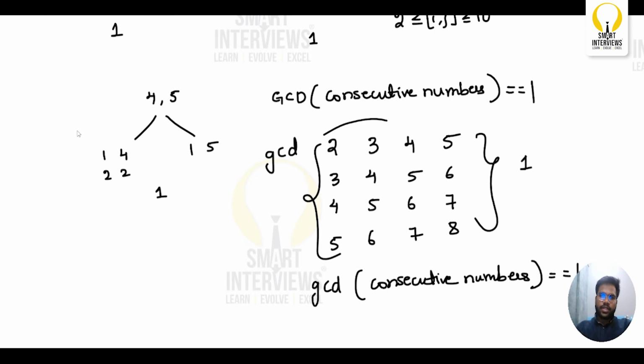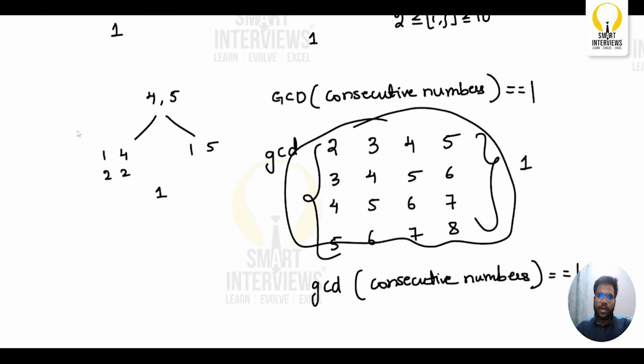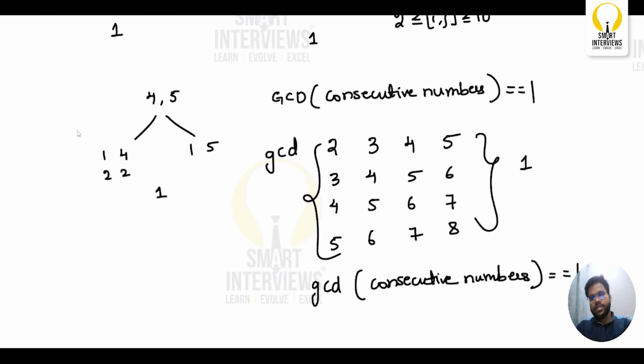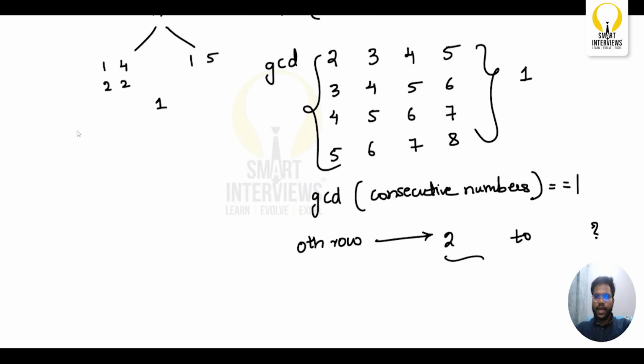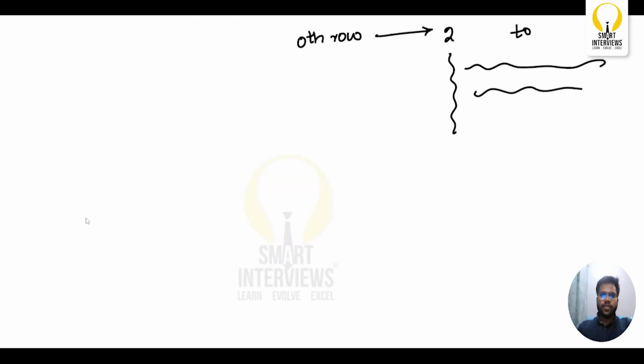Now we need to construct this matrix and simply print it. How will you construct this matrix? First, we can fill the entire 0th row with consecutive numbers starting from 2 to some value. Once we have the entire 0th row, we can fill the 0th column and the rest of the elements of the matrix. So now let's see how to fill this matrix.